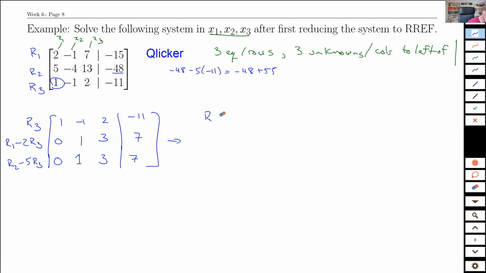sorry, I recopy row 1 for a second. 1 minus 1, 2 minus 11. I could do something else, but I'm going to focus on the problem, not the problem, the opportunity that we have with this particular set here. So 0, 1, 3, 7 is fine in row 2.